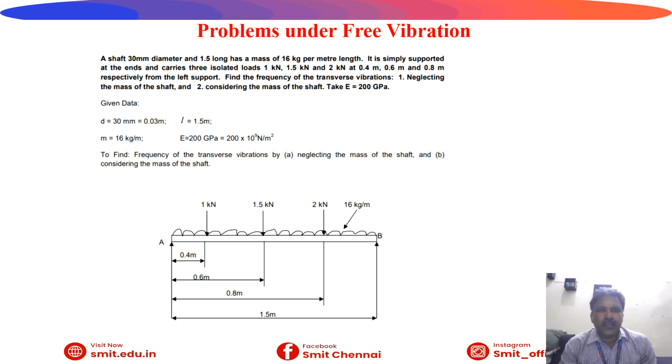A shaft of 30 millimeter diameter and 1.5 meter long has a mass of 16 kg per meter length. It is simply supported at the ends and carries three isolated loads of 1 kilonewton, 1.5 kilonewton and 2 kilonewton at 0.4 meter, 0.6 meter and 0.8 meter respectively from the left support. Find the frequency of the transverse vibrations, first neglecting the mass of the shaft, and the second condition is considering the mass of the shaft.